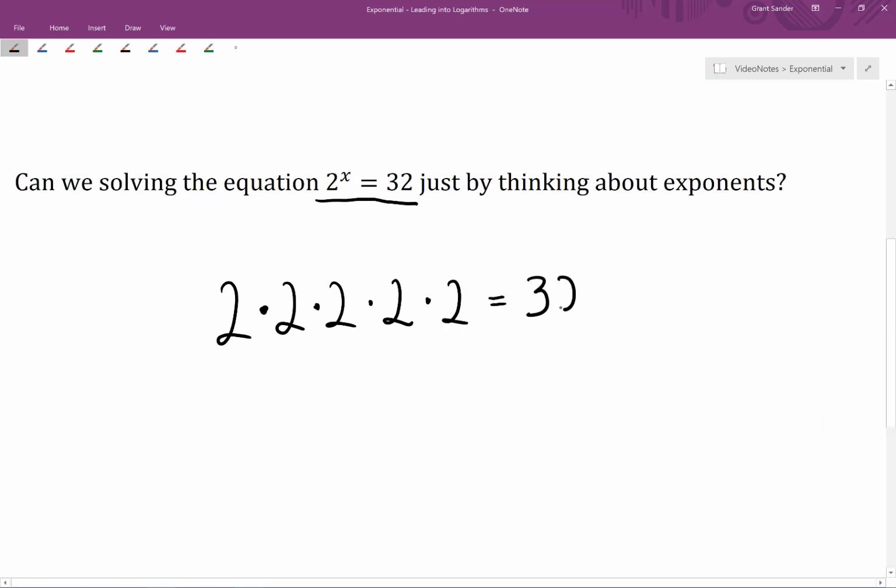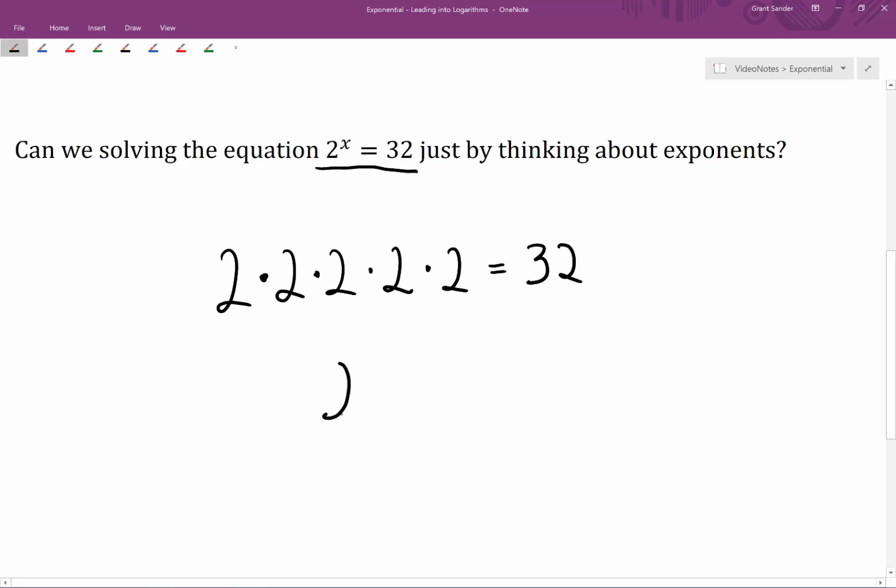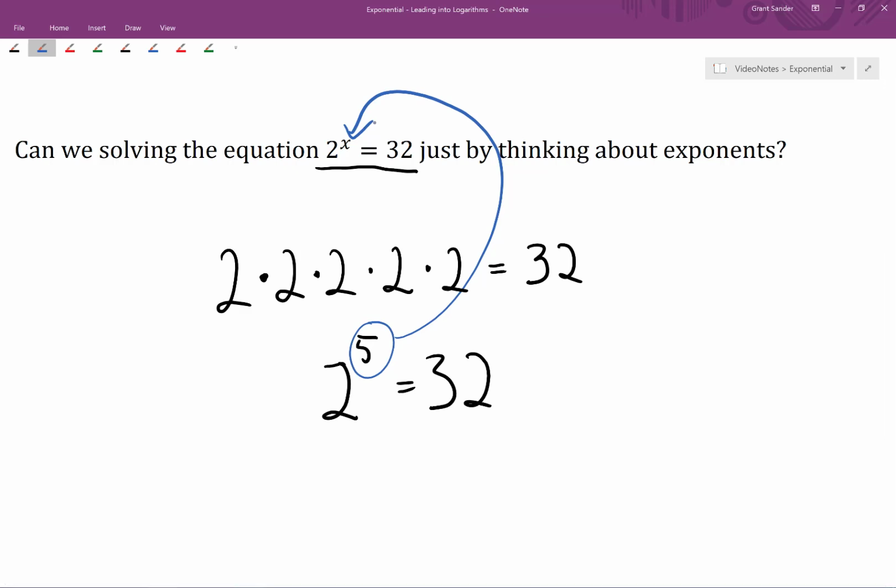So if we do 2 times itself 5 times, we get a value of 32, which tells us that 2 to a power of 5 equals 32. And therefore, this 5 is the solution to our original equation. 5 is the exponent on a base of 2 needed to produce a result of 32.